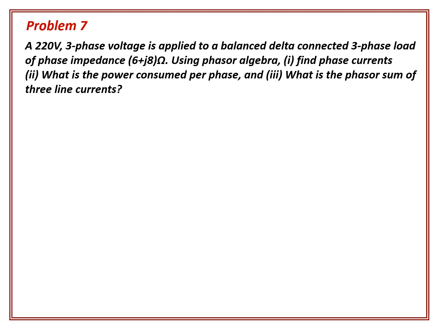Calculating, we get the power consumed per phase as 1601 watts. Next question. A 220 volt 3-phase voltage is applied to a balanced delta connected 3-phase load of phase impedance 6 plus j8 ohm. Using phasor algebra, 1. Find phase currents. 2. What is the power consumed per phase? 3. What is the phasor sum of 3 line currents?